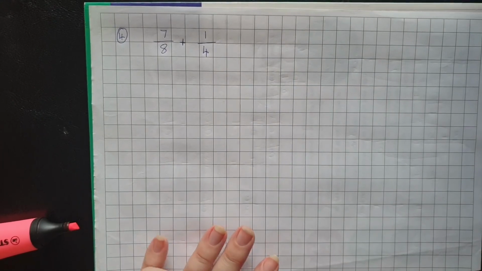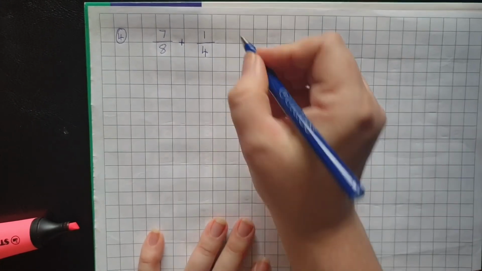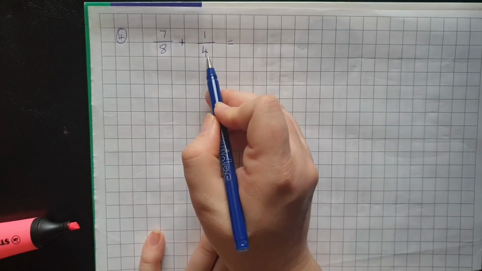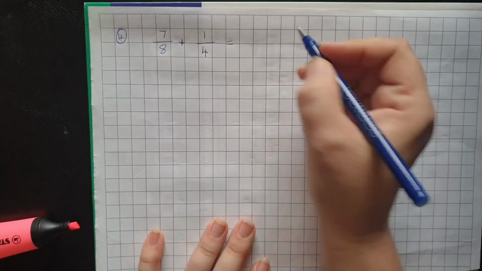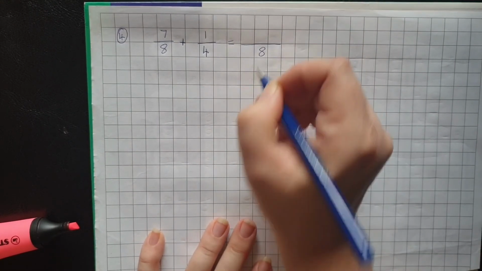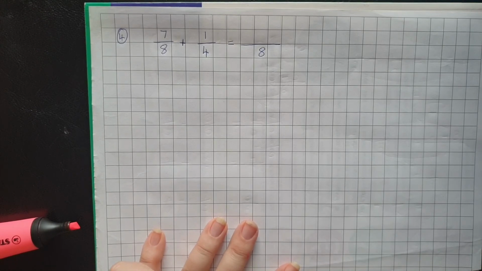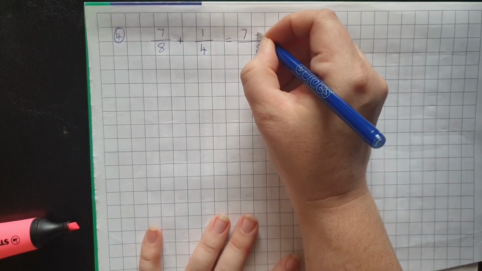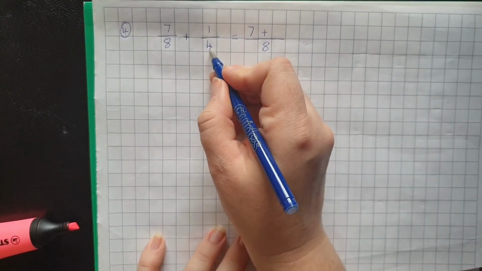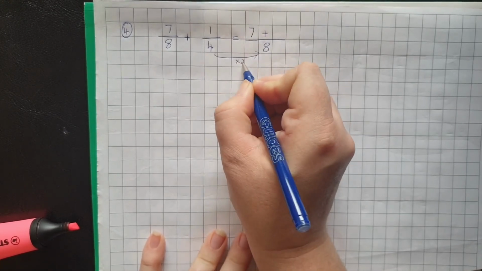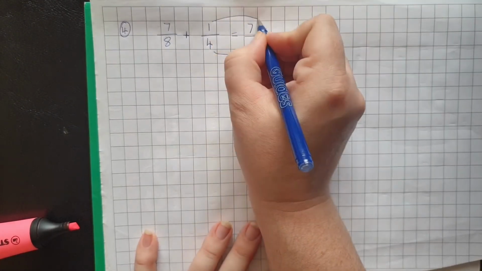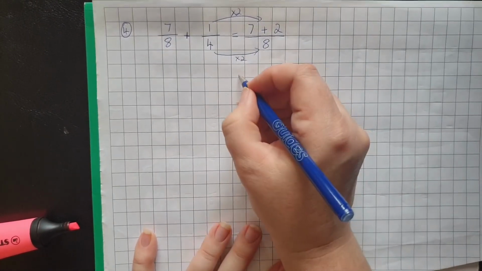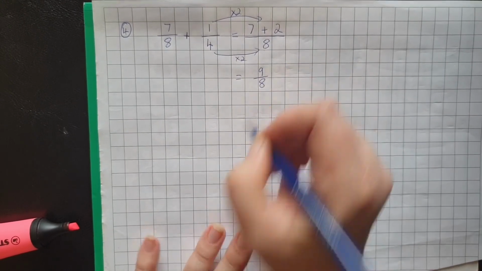Let's have a look at this one. Looking for a connection. Well, 2 lots of 4 is 8. So our new denominator is going to be 8. 7/8 stays the same and we are adding. 4 multiplied by 2 gives us the 8, therefore the 1 multiplied by 2 is 2. That will give us 9/8.